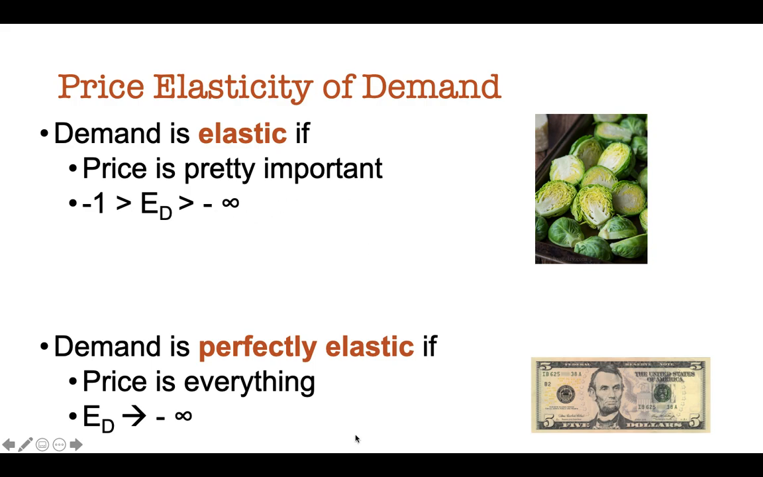And then the last, most extreme form of elasticity is going to be perfectly elastic. So we say a good is perfectly elastic if the price is everything. It is the only thing that matters. In that case, we say the elasticity of demand approaches infinity, because nothing ever perfectly equals infinity if you're a math person. So if price is the only thing that matters for this item, we'd say it's perfectly elastic.